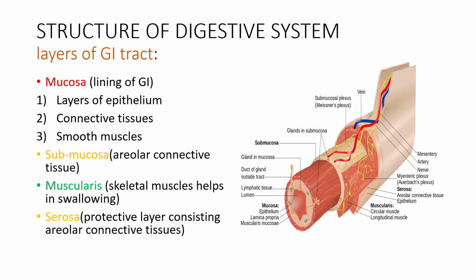Talking about the structure of the digestive system, we first have to know about the layers of the GI tract. The first is mucosa, which is the lining of the GI tract. It has three parts: a layer of epithelium, connective tissue, and smooth muscles. The next is submucosa, which is the areolar connective tissue. The third one is muscularis, that is the skeletal muscles that help in swallowing. And the last one is serosa, the protective layer consisting of areolar connective tissue. Here I have given a picture which has a brief description of all the layers of the GI tract.